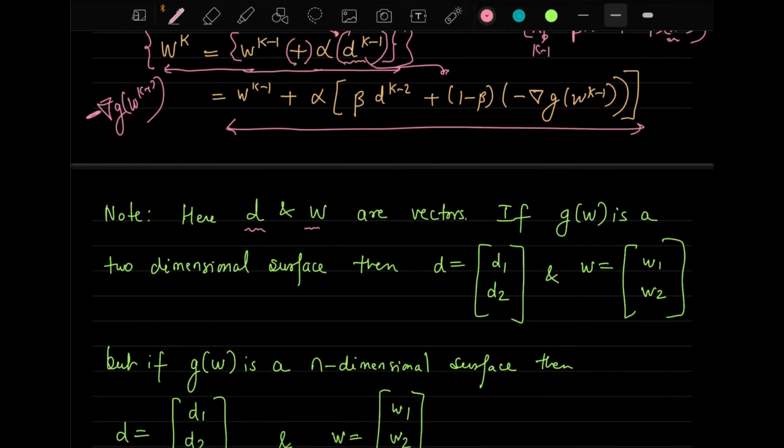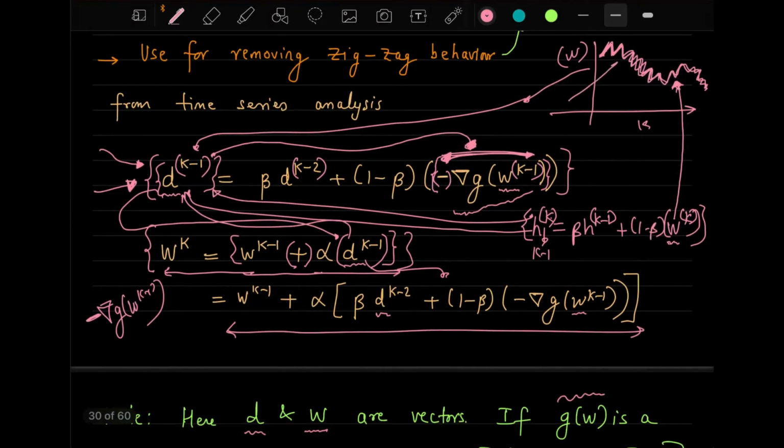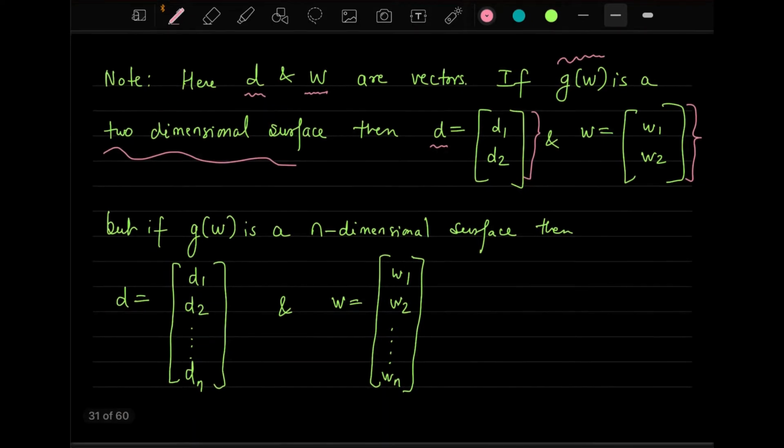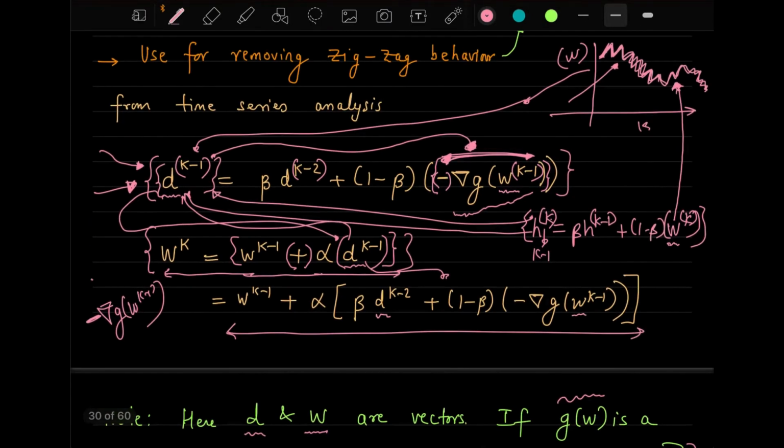Please note that the d's and w's that I am writing over here are actually vectors. If the loss function G(W), the one we are discussing here, is a two-dimensional surface, then D will be a two-dimensional vector like this. And if G(W) is an n-dimensional surface, then D will become this vector and W will be this vector. This has to be kept in mind: the W's and the D's that I am discussing over here are vectors and not scalar values, depending upon the loss function that you have.